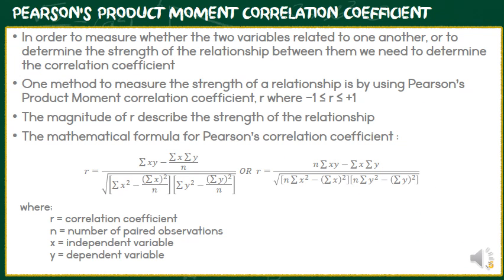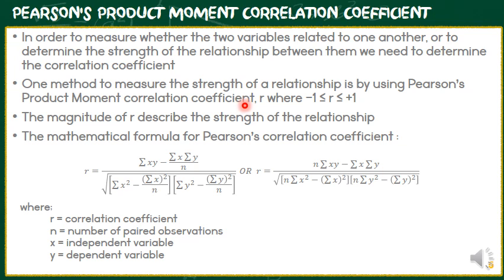So sekarang ni baru kita tengok correlation analysis. And in this analysis, we are going to use Pearson product moment correlation coefficient. Okay, so in order to measure whether the two variables related to one another or not, and to determine the strength of the relationship, kita kena determine correlation coefficient. Okay, one method to measure the strength of the relationship is by using Pearson product moment correlation coefficient.